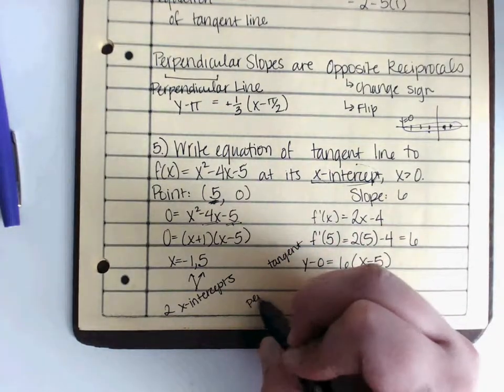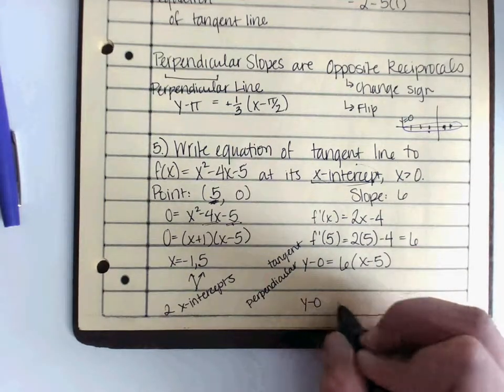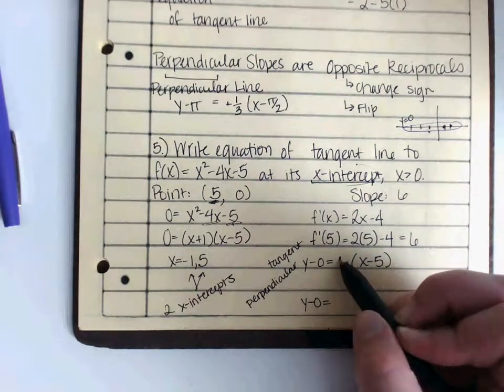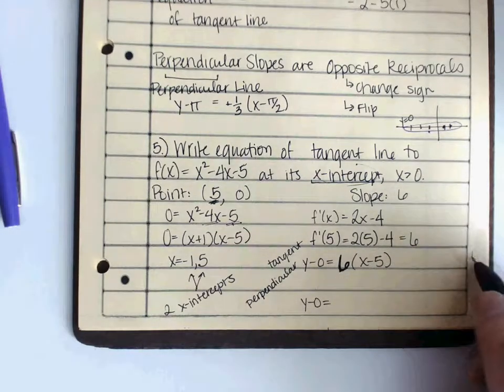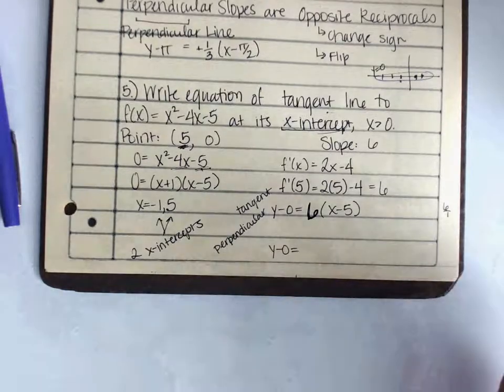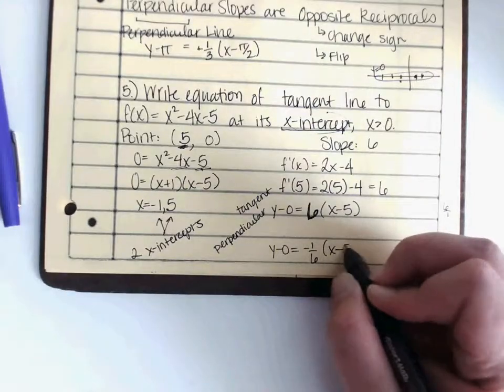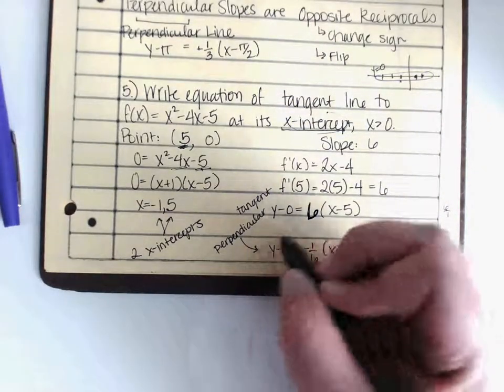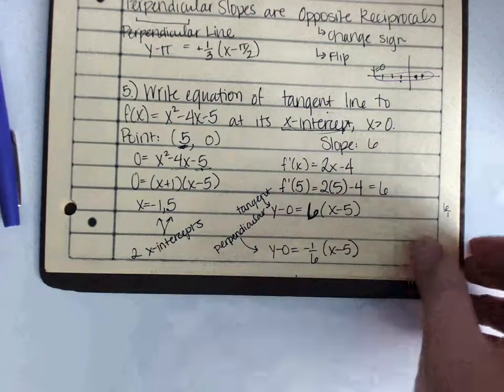What about your perpendicular line? Well, I'd have y minus 0, and then this guy right here, I'm going to have to perpendicularize, pretend that's a word. So 6 is the same as 6 over 1. So if I flip that, it's a negative 1 over 6. And then x minus 5 stays the same. So remember, the only difference between a perpendicular and a tangent is the slope. Your point and everything else should pretty much be the same. Okay? All right.